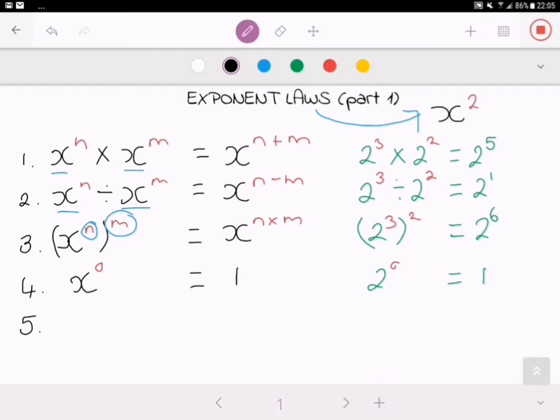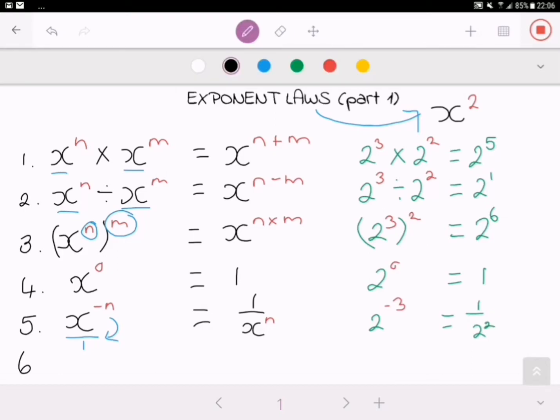Let's look at exponent law number 5. If we had x to the power of negative n, which is a negative exponent, we need to swap it around to make the exponent positive, and therefore x goes to the bottom, so it becomes 1 over x to the power of n. Let's quickly look at an example. If we had 2 to the power of negative 3, we take the 2 to the bottom and it becomes 1 over 2 to the power of 3.